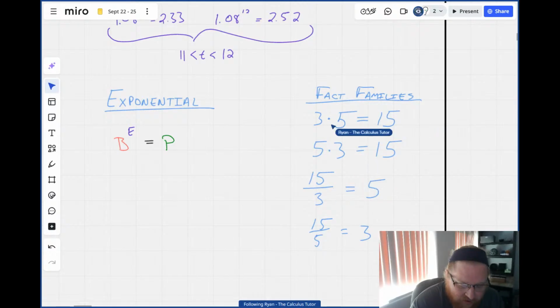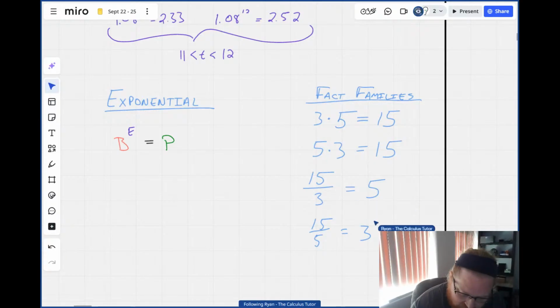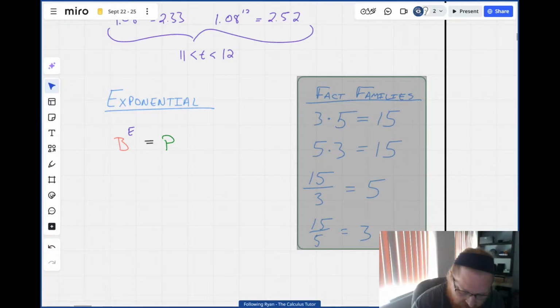If your fact family is built around multiplication, you will also have ways to express it with division. If your fact family is built around addition, so 2 plus 9 is 11, well, there's also subtraction. 11 minus 9 equals 2, right? So there are pairs of inverse operations, and that's basically what creates the fact that there are fact families.